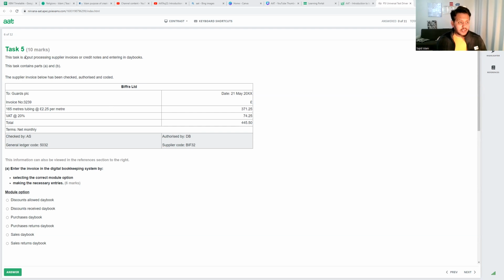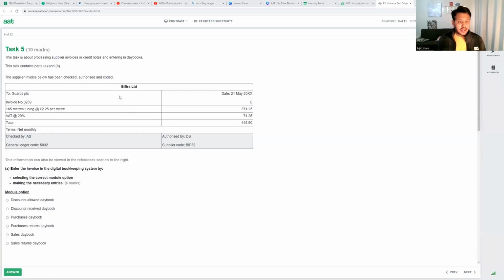So the question we have here, task 5 for 10 marks. Let's read the question quickly first. So this task is about processing supplier invoices and credit note and entering in day books. This task contains part A and B for 10 marks. The supplier invoice has been checked, authorized, and coded. All right, so that's the supplier invoice.